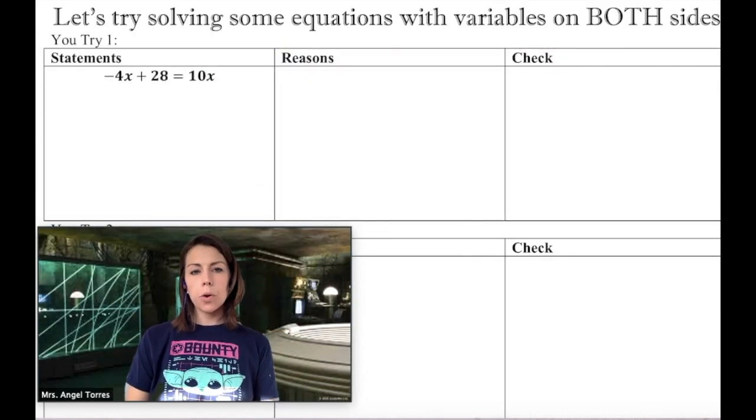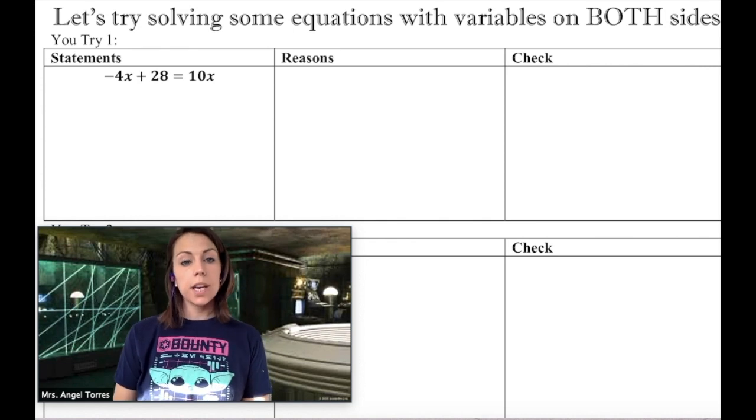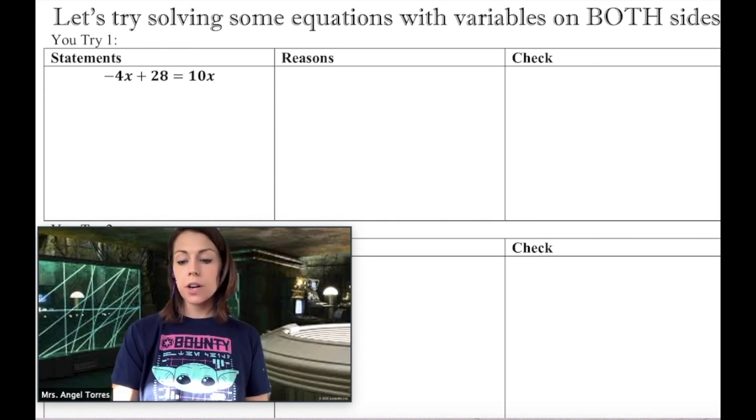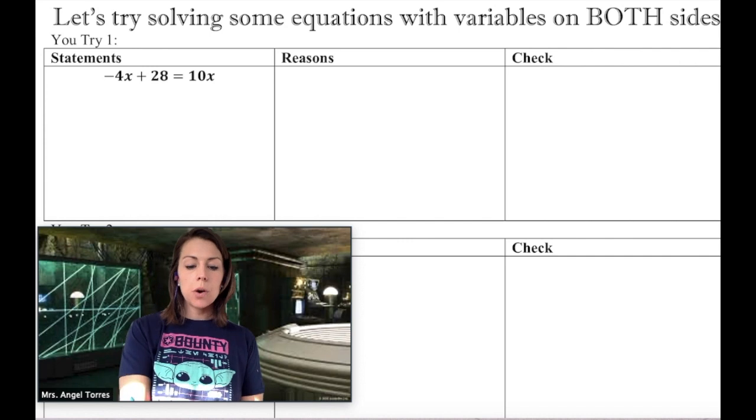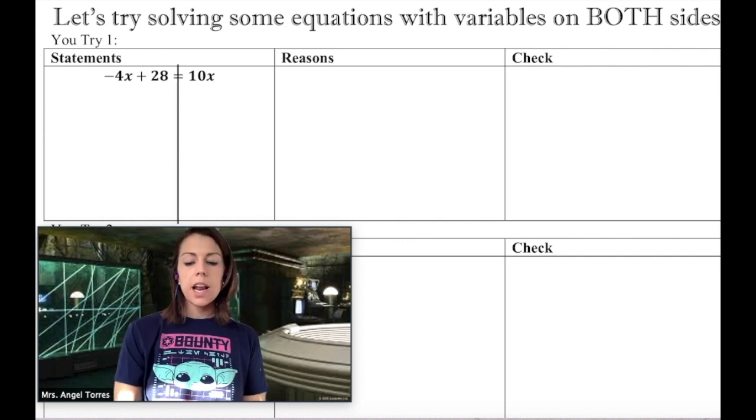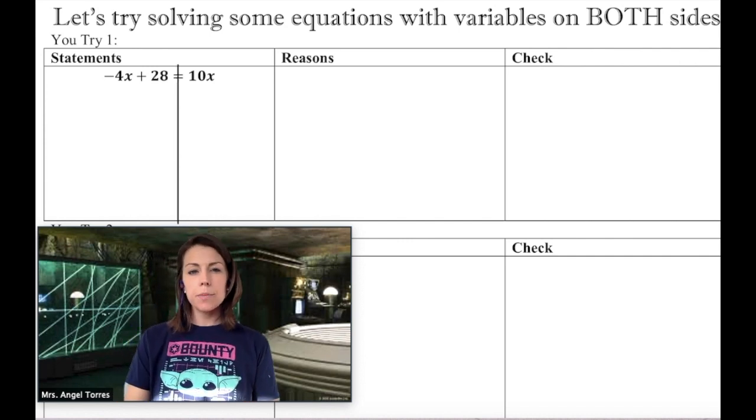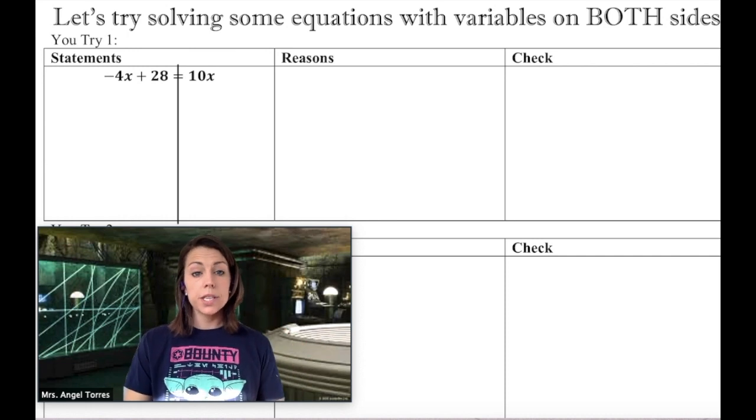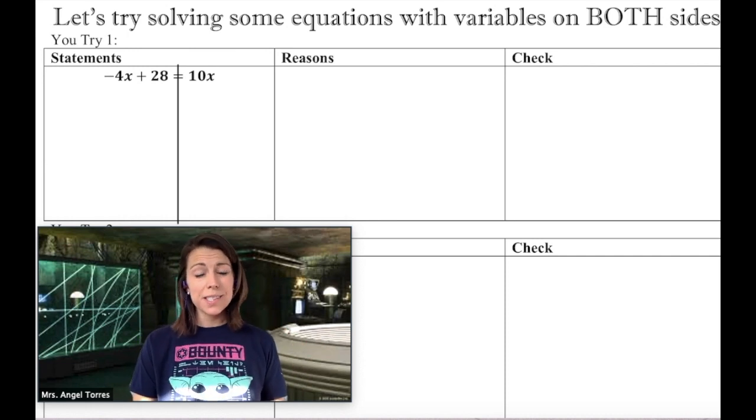You try number 1. Negative 4x plus 28 equals 10x. I'm going to start this equation as I start all the rest with a line down the middle of my equal sign. Now, what's going to change about what I do next is I'm not just going to jump in and start doing some properties of equality. I'm actually going to look at this equation and think about what I'm going to do ahead of time.